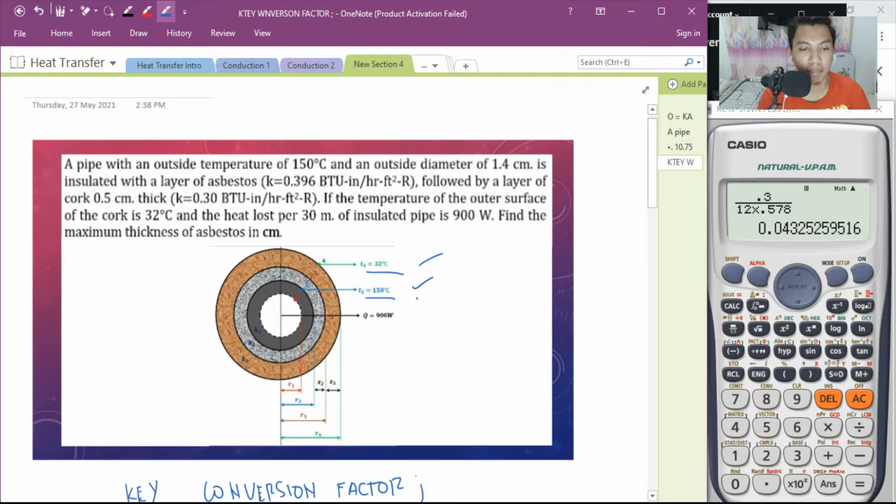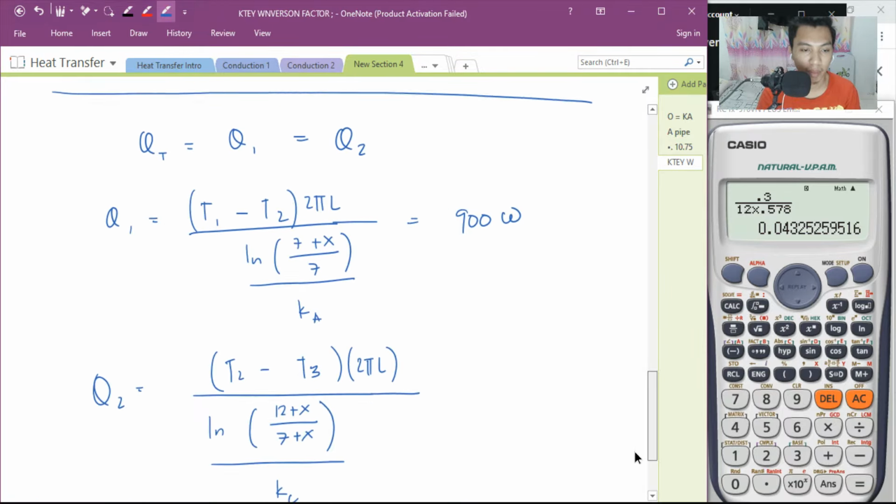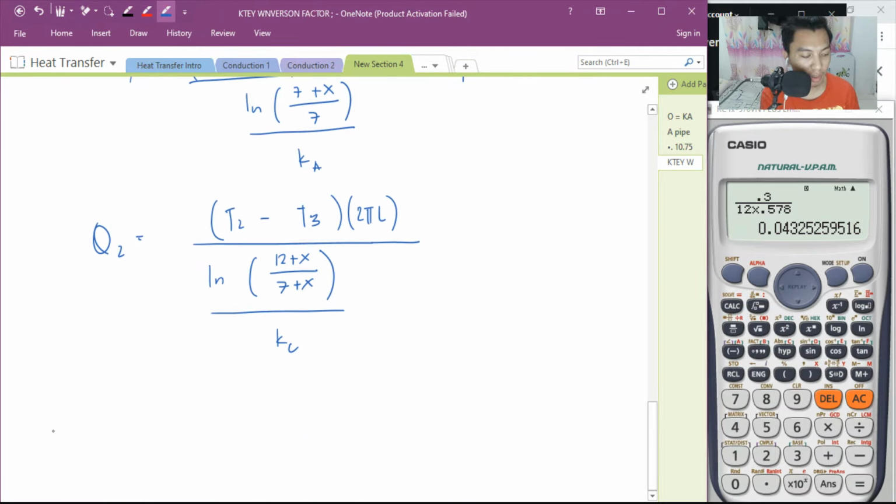Masosolve ko muna si pipe. Hanggang dito, walang binigay kay asbestos. The cork, wala dito. Ito ang hanapin natin. Pero pag tinuloy-tuloy natin siya, that is equal to 900 watts. 900 watts equal to, yung dulo, 150 minus 32 Celsius degree, divided by, multiply natin 2 pi.